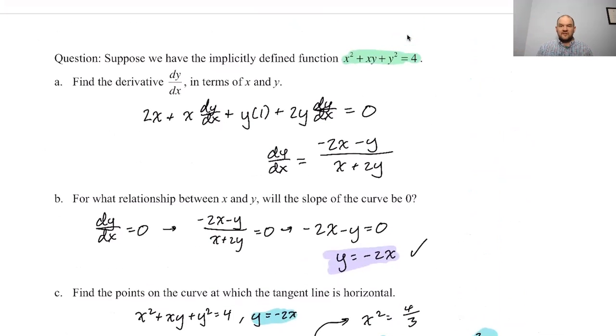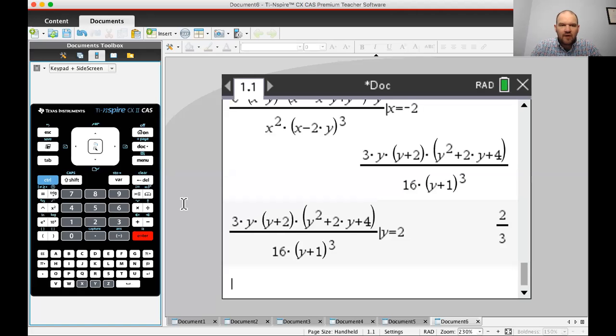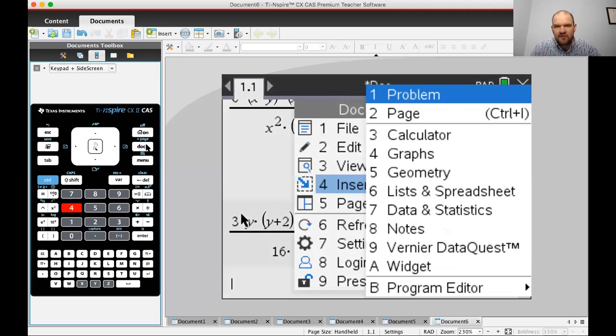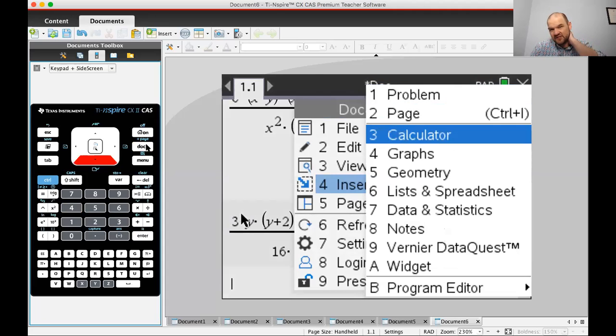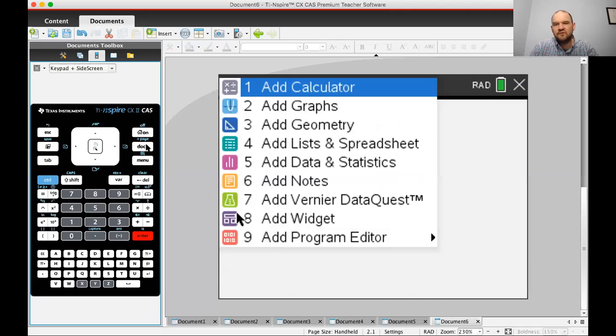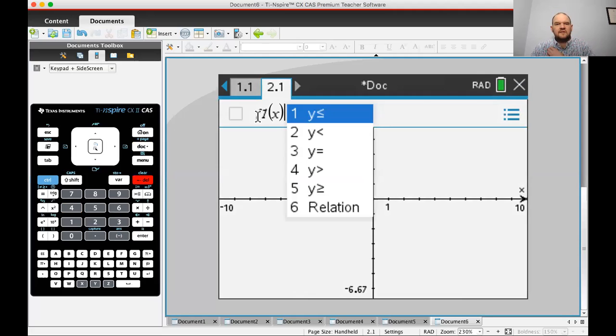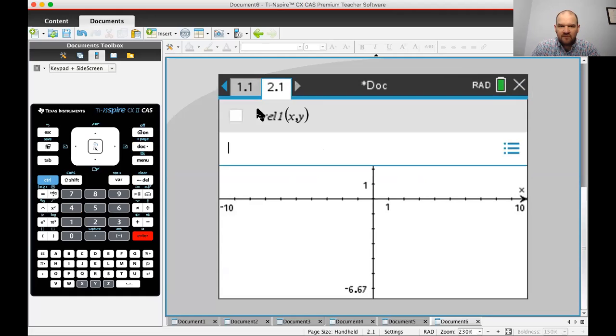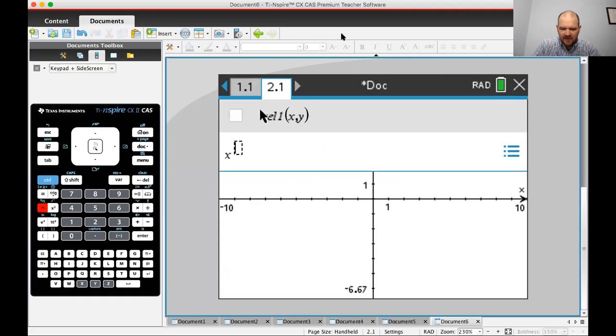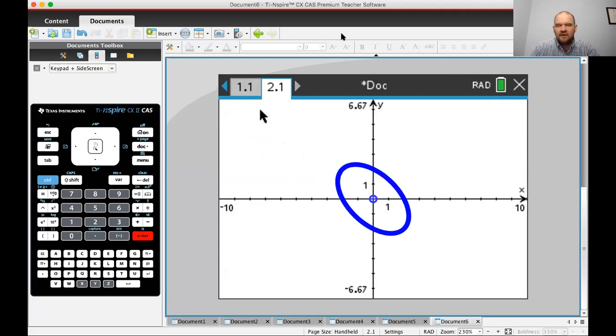So let's do a little thing. The Inspire, it turns out, can graph this relation in one of two ways. We can either graph it as a relation. I don't know what the advantages or disadvantages might be of doing it either way. So let's do graph. To get a relation, all you have to do is literally hit delete on that equal sign, and then go to option 6 for relation. Then we can put in exactly what we have, x squared plus x times y plus y squared equals 4. And we get this.